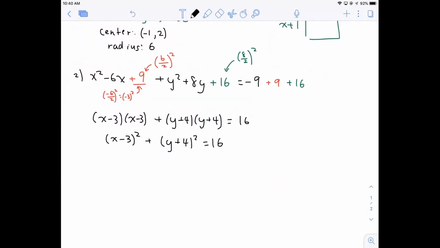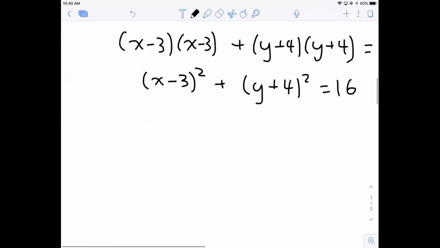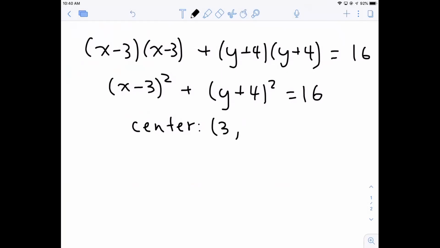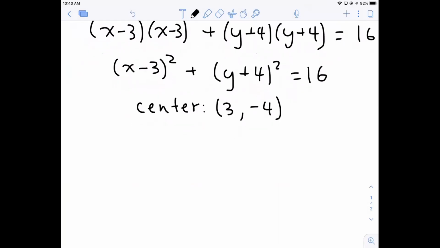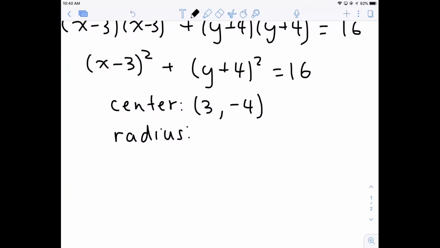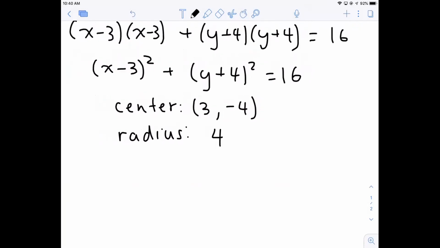So the original question should have really been: find the center and radius of that circle. Again, be careful with the center. Our center is 3, -4. Also be a little careful with the radius. The radius is not 16. There's always someone that forgets to take the square root. The radius squared is 16, so our radius is 4.